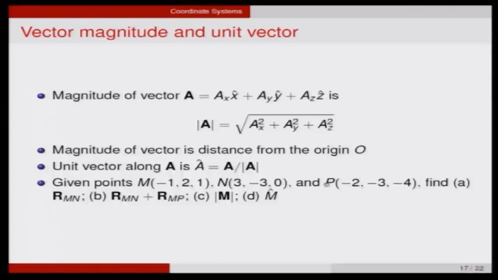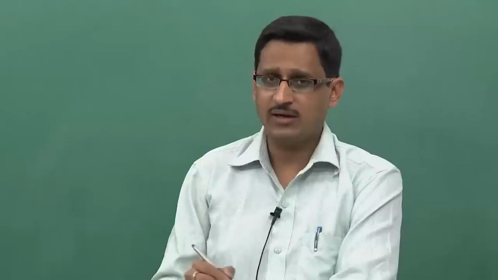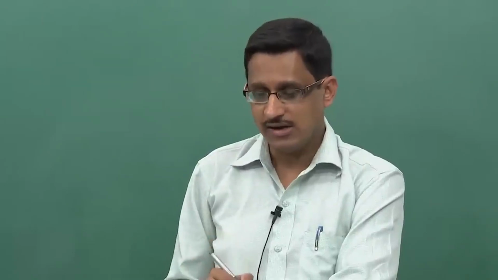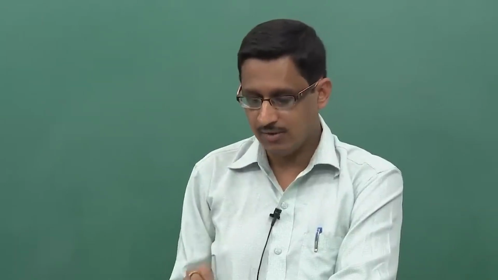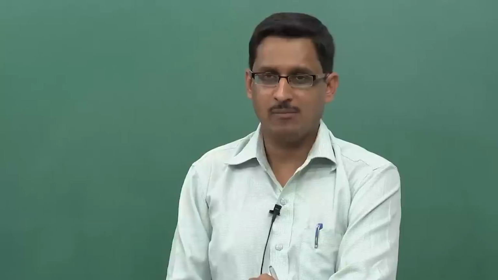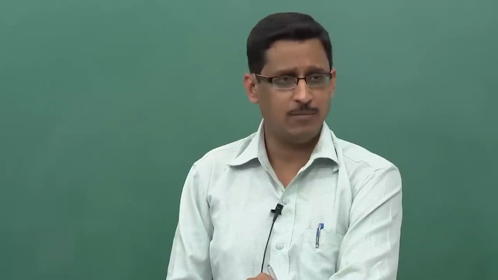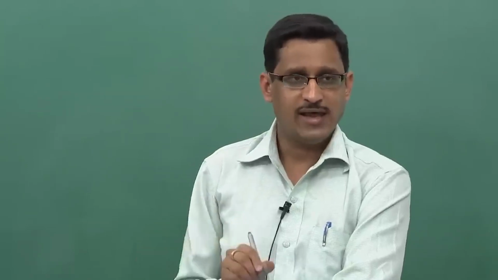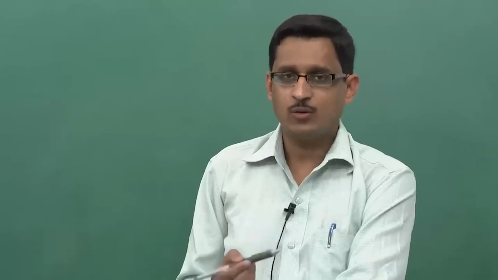Now, remember, to every point M, N or P, I can actually define a vector whose tail is at the origin and whose head is at M, N or P. Okay. I want you to find this vector R M N. What is this vector R M N? It is a vector which is directed from M to N. Okay. And what is that vector given as?